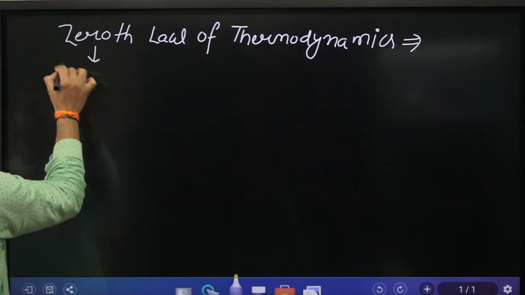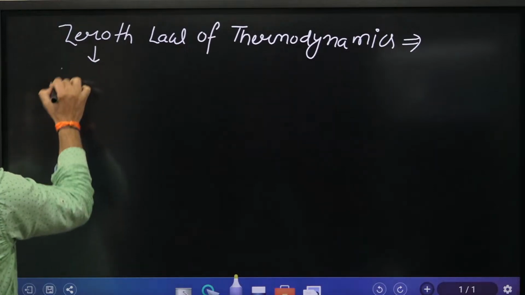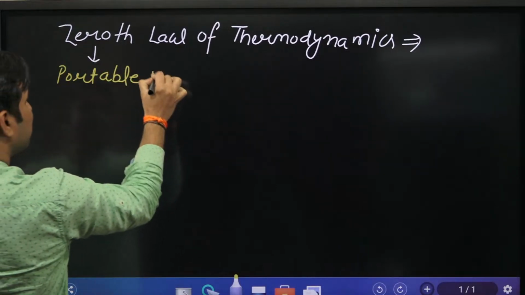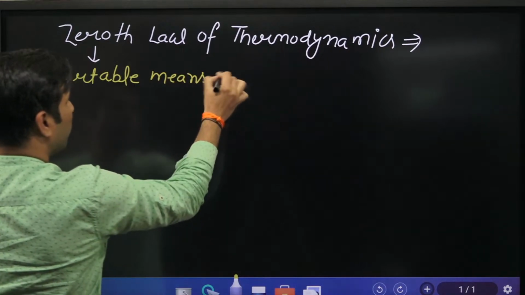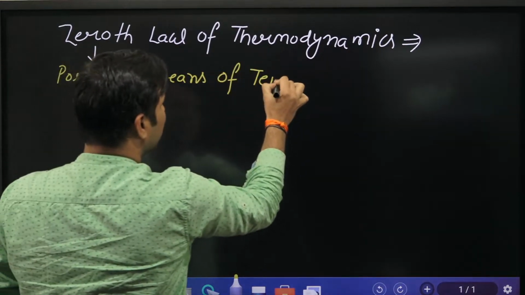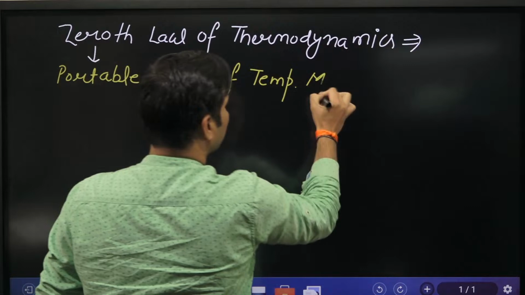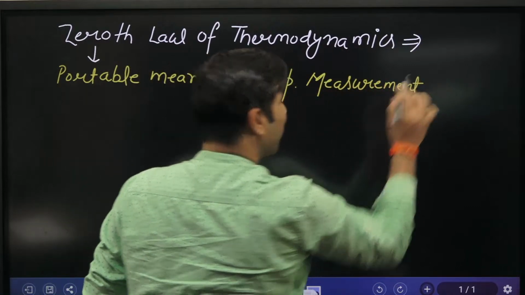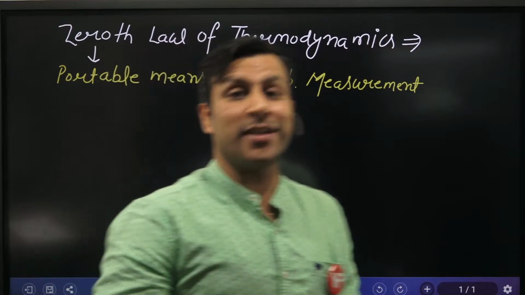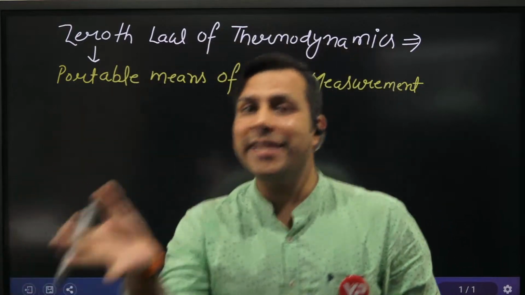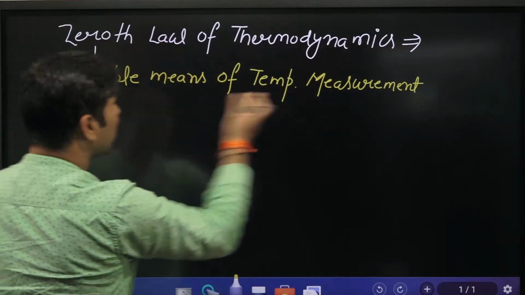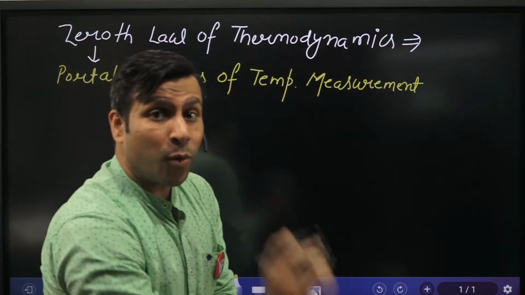What did it give us? A portable means of temperature measurement. What does this mean? If you remember this, there is no further need to say that body A is in equilibrium with B; it is not actually required. If you say the zeroth law gives us a portable means of temperature measurement, what is the meaning of this?